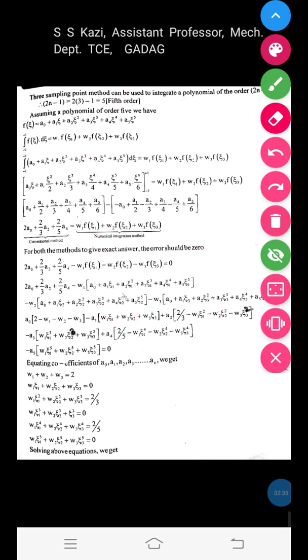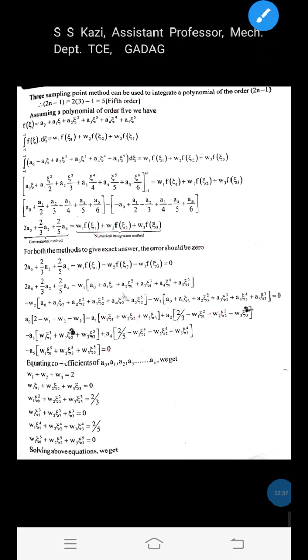Now let us assume the order of the polynomial is 5. Let us assume f of zeta is equal to a0 plus a1 zeta plus a2 zeta square plus a3 zeta cube plus a4 zeta raised to 4 plus a5 zeta raised to 5. And we know that the integral of f of zeta d zeta is given by w1 f of zeta 1 plus w2 f of zeta 2 plus w3 f of zeta 3. This is the numerical integration by Gauss.